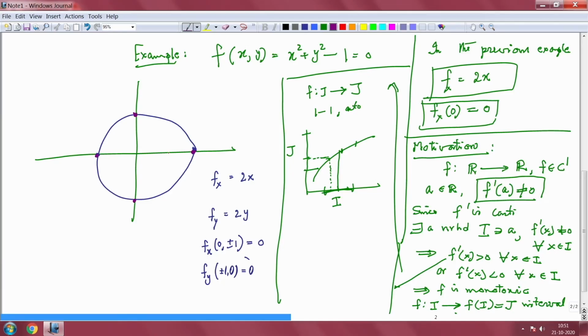Other points, if you choose any other point x naught here, and if you look at its corresponding image, you have a y naught here, and you can find a neighborhood here always, and then a corresponding neighborhood here, and that happens at all points here. For x naught on this part you look at it here. So, if you look at a point (x naught, y naught) here, similarly if I look at a point here, you can solve it.